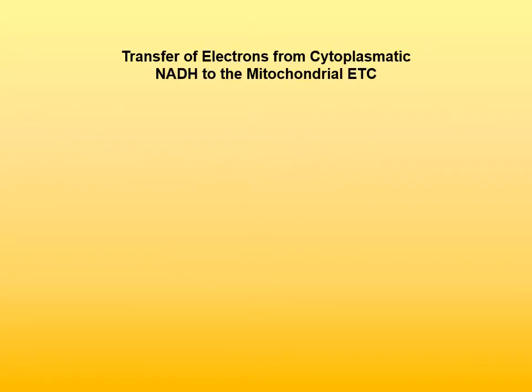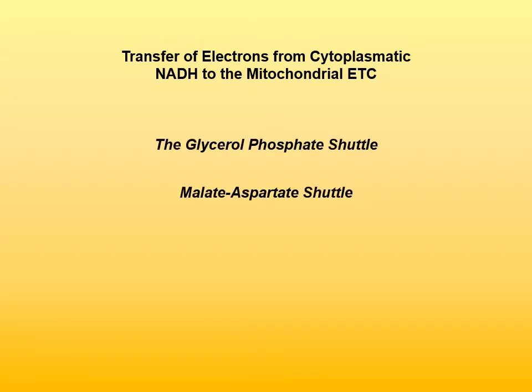In the course of glycolysis, two molecules of NADH are produced. Aerobic oxidation of this NADH by the electron transport chain is preferable to formation of lactate. However, the inner mitochondrial membrane is impermeable to NADH. Animal cells have developed several shuttles to transfer electrons from cytoplasmic NADH to the mitochondrial electron transport chain. Two important examples of such shuttles are the glycerol phosphate shuttle and the malate-aspartate shuttle.